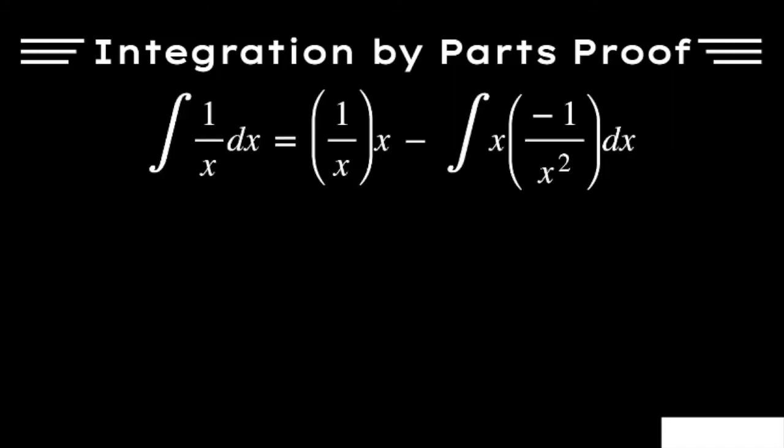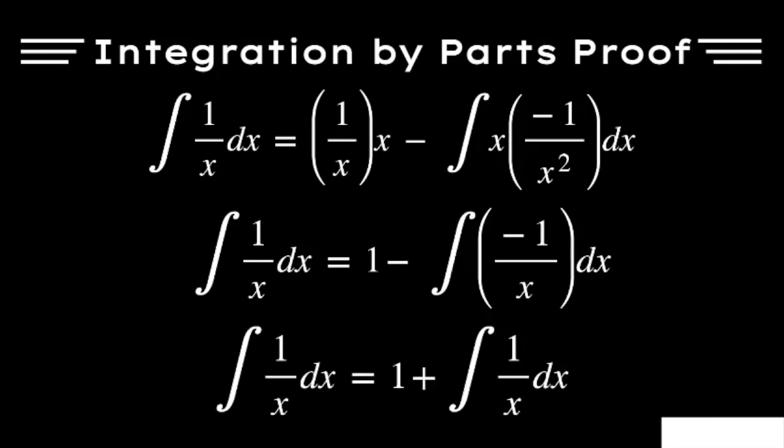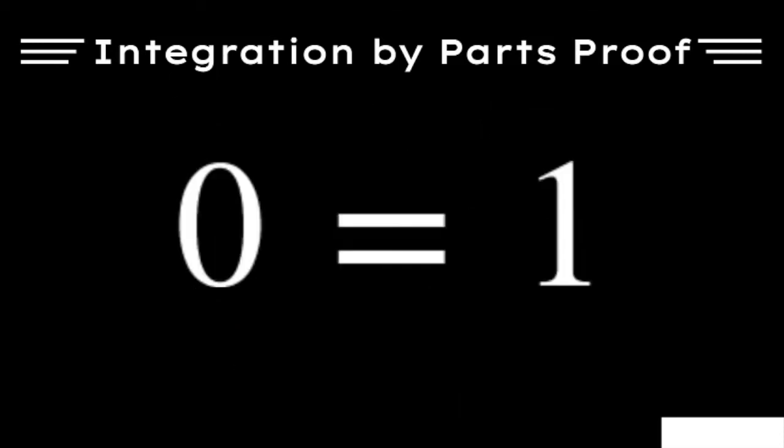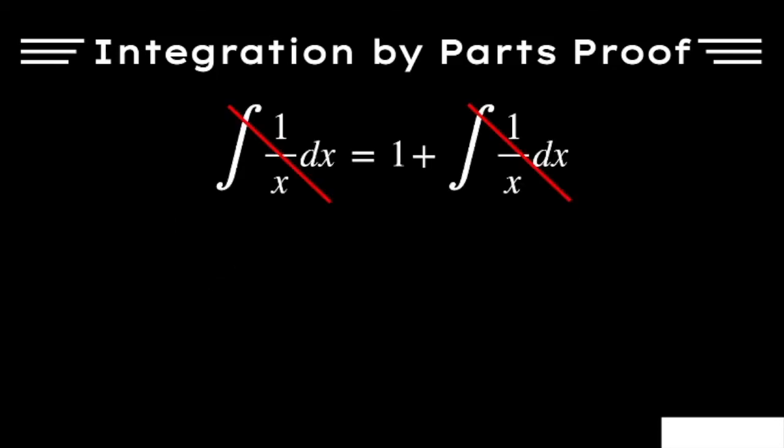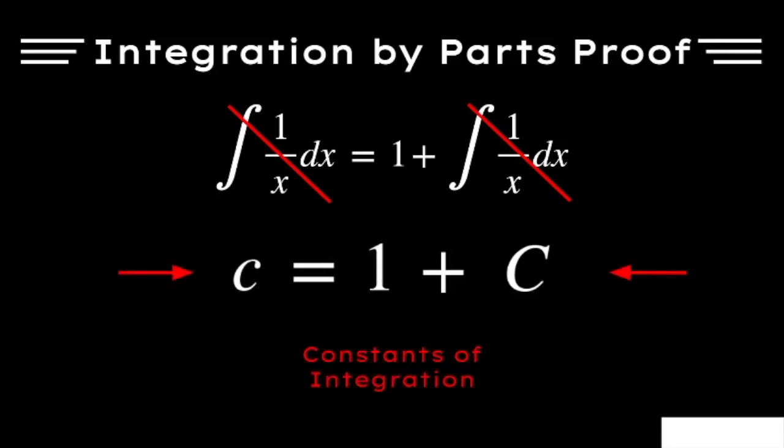Then we can place these into the formula, and after simplifying we end up with the integral of 1 over x dx is equal to 1 plus the integral of 1 over x dx. Then we can cancel the integral of 1 over x dx on both sides, resulting in 0 equaling 1. The issue comes from canceling out the integral. There's a crucial value left over if you do subtract these integrals, where little c is equal to 1 plus big C. These c's are what we call the constants of integration and are crucial to indefinite integrals.